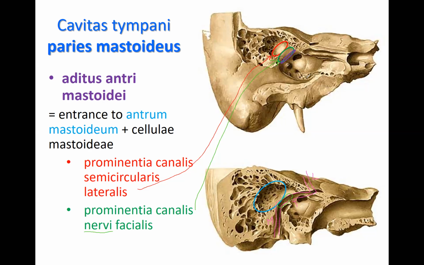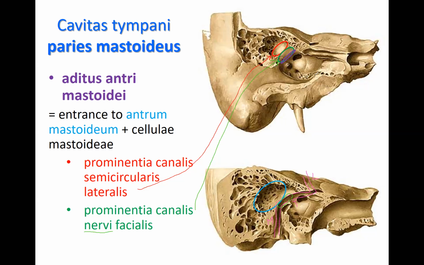Any idea what would happen if we irritate this area? Or if during surgery you would break into the structure there? If you break into the structure, then the fluid can get out, yeah, the perilymph. It has to do with balance. Perfect. So you will lose the balance. So you will have vertigo. Yeah? Vertigo is the answer. Problem with the balance. Perfect.